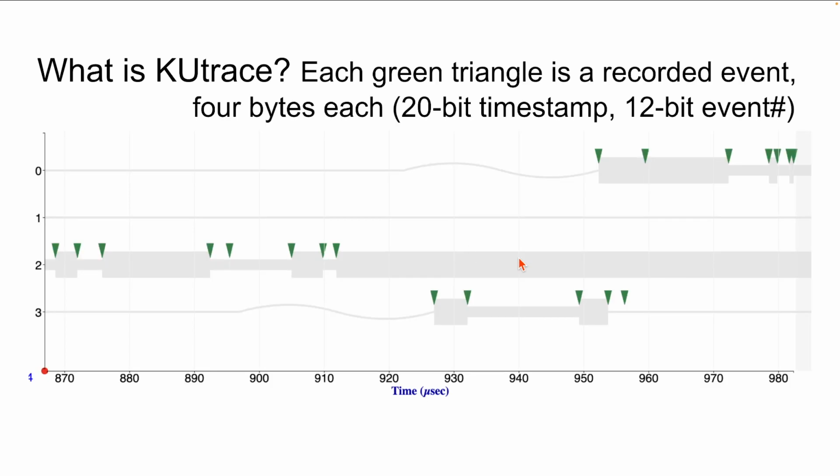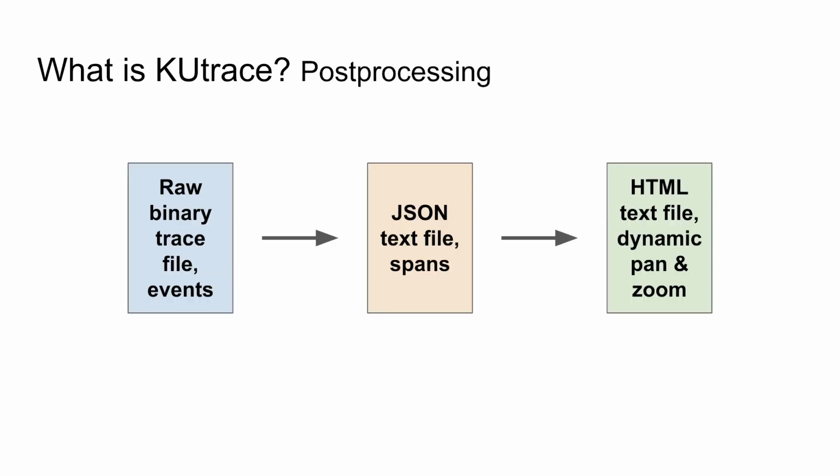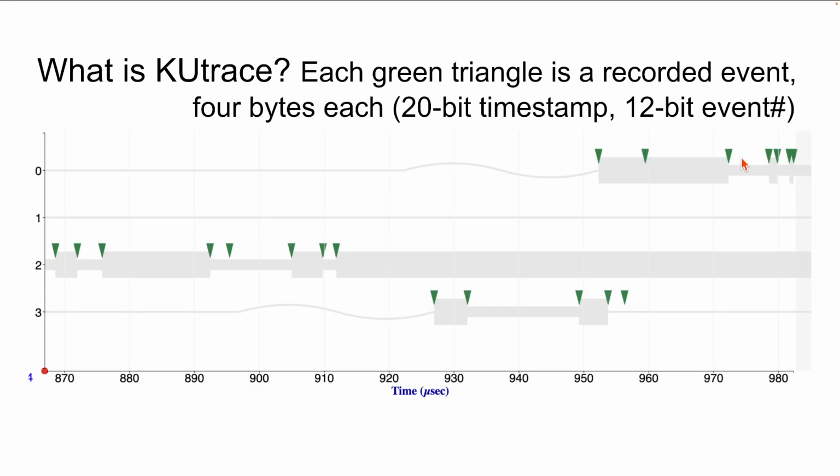Here's an example of the events. Each green triangle is a recorded event. So here's a system call, system return, another system call, returns much later. Just 5 events here, 7 there over the course of about 100 microseconds on 4 different CPU cores, 0 through 3. The post-processing turns that into a much more usable picture.